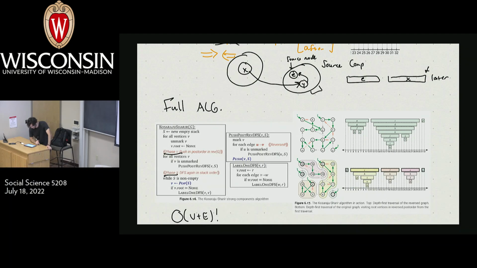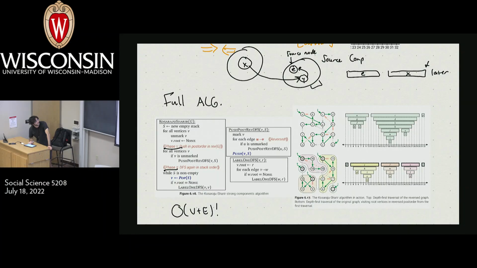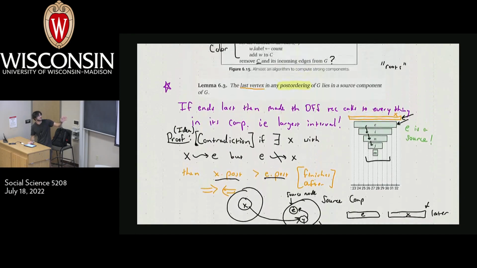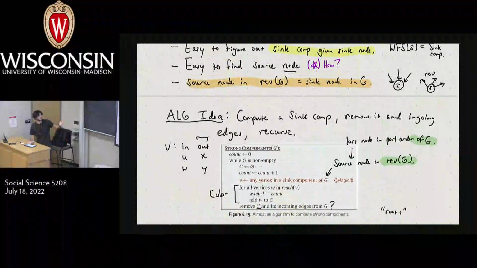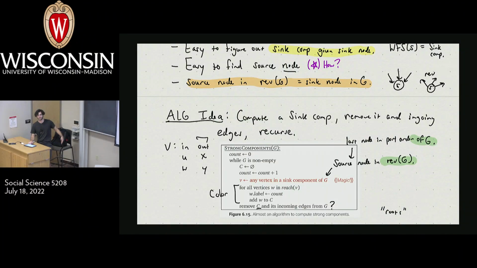So that's the full pseudocode. It's kind of complicated, which is why I didn't make this bigger. But the main ideas are you're finding the sink component, you remove it, and recurse.